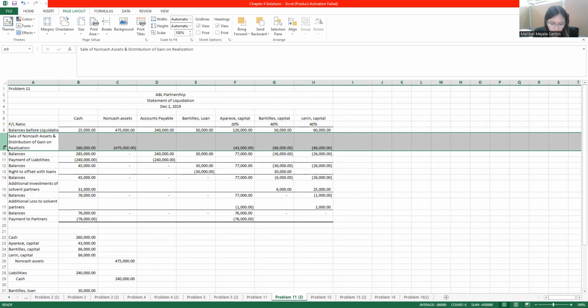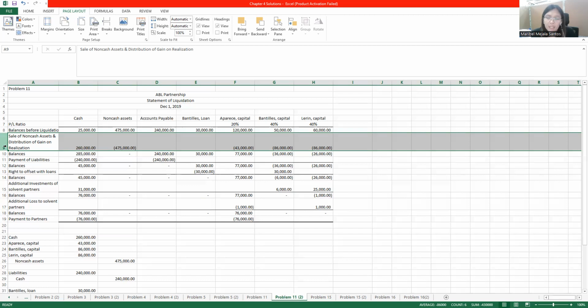Pag sinabi natin installment liquidation, meaning to say, yung non-cash asset was sold not one time or not on a lump sum basis. Ibig sabihin, pwedeng nabenta siya, part of it was sold last May, then sold this June, and then other part will be sold on July or August or September or whatever the case may be. So, ibig sabihin lang nun, installment yung pagbebenta natin. So, what are the process?